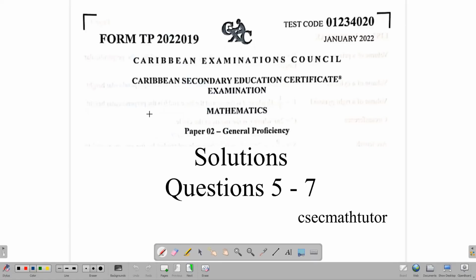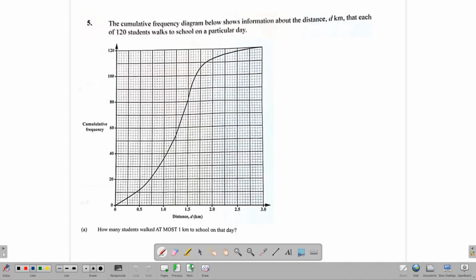We're looking at solutions to the January 2022 CXC Mathematics Paper 2, and we are looking at questions 5 to 7 in this video. Question 5 is a statistics question. It begins, the cumulative frequency diagram below shows information about the distance d that each of 120 students walks to school in a particular day.